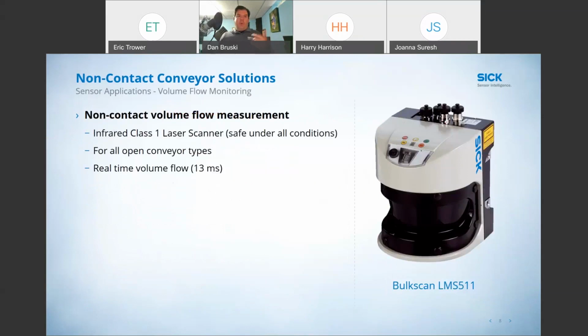So we have a little poll question coming up here. You can give me some input on what you use for your measuring.